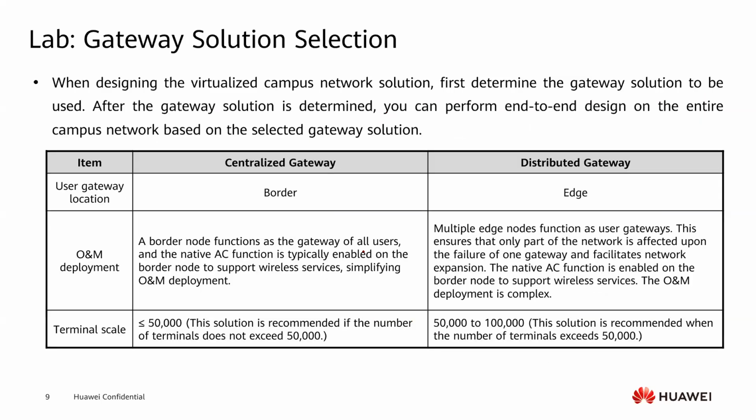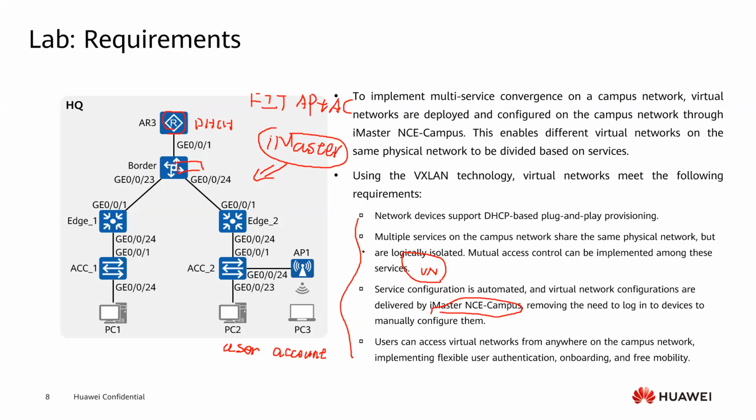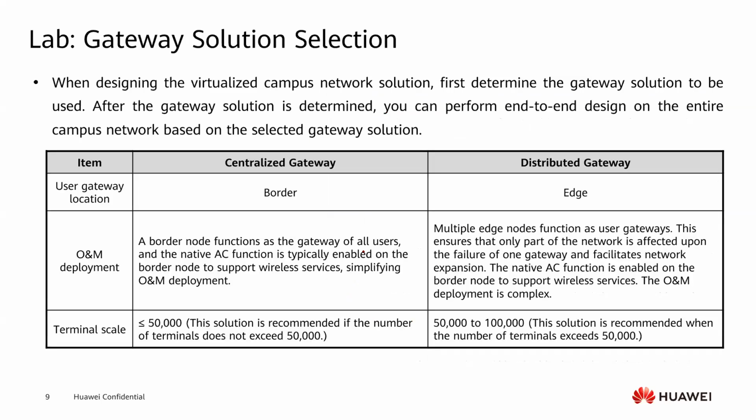Okay, after you have established the specific topology design for the virtualized network, you need to think about what kind of gateway solution you need to select. There are two gateway solutions: one is centralized, another is distributed. The difference is where the layer 3 gateway is located.